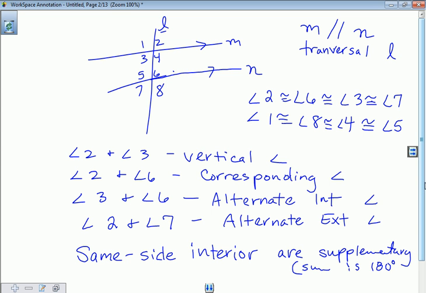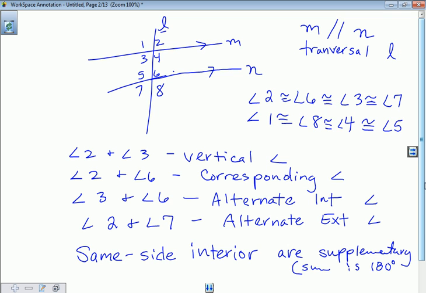Okay. Then we moved on to two parallel lines cut by a transversal. If we look at our picture, we have lines M and N that are parallel. How do we know? Because they're marked with the arrows. The arrows tell us parallel. So we have parallel lines M and N cut by transversal L. Lots of things are congruent. Angle 2 is congruent to angle 6, which is congruent to angle 3, which is congruent to angle 7. All of those are congruent to each other, aren't they? And then angles 1, 8, 4, and 5 are all congruent to each other.